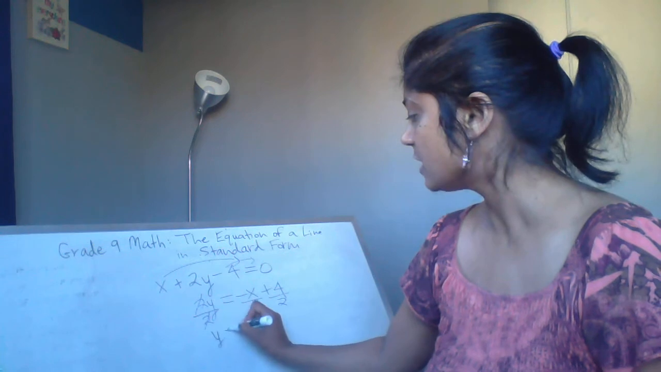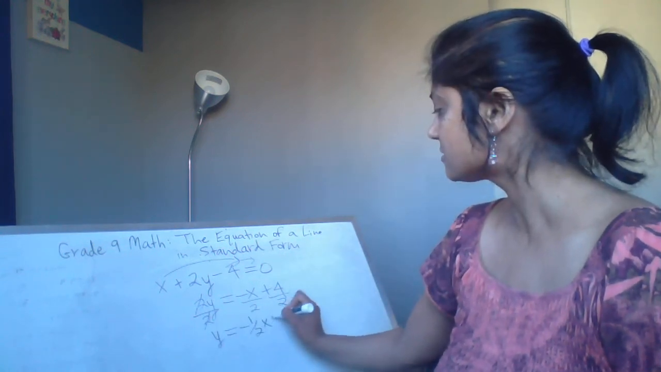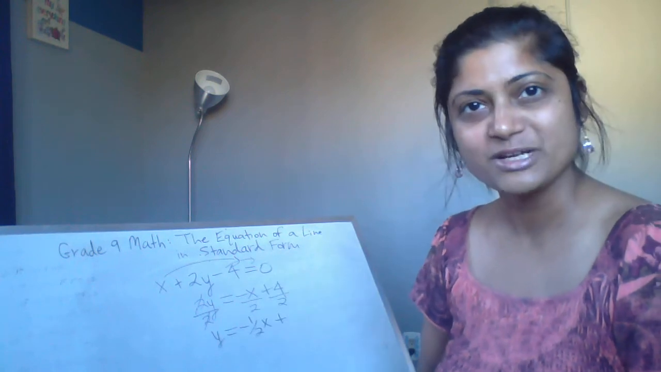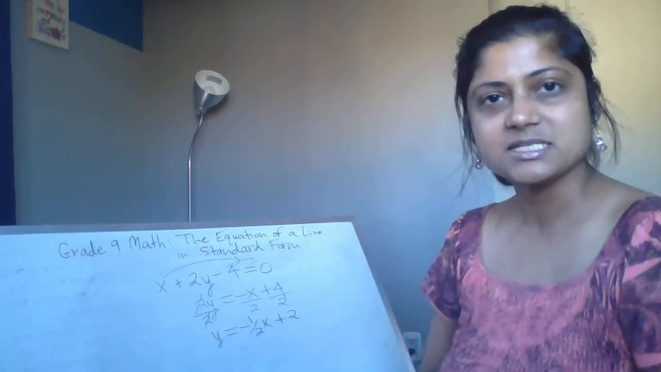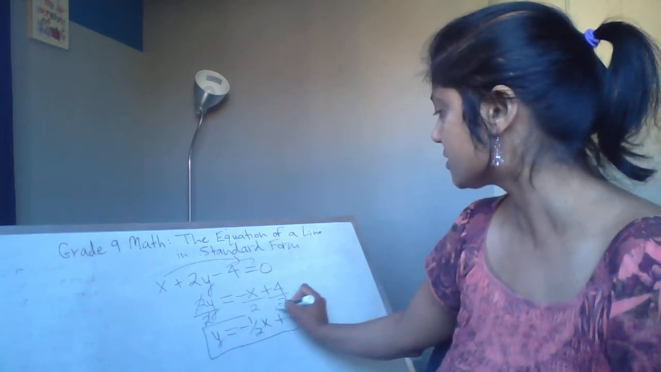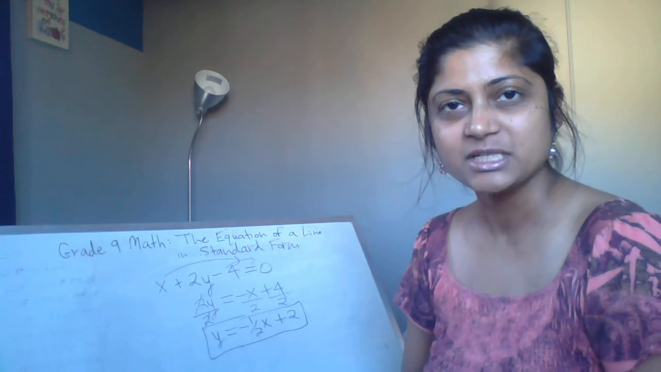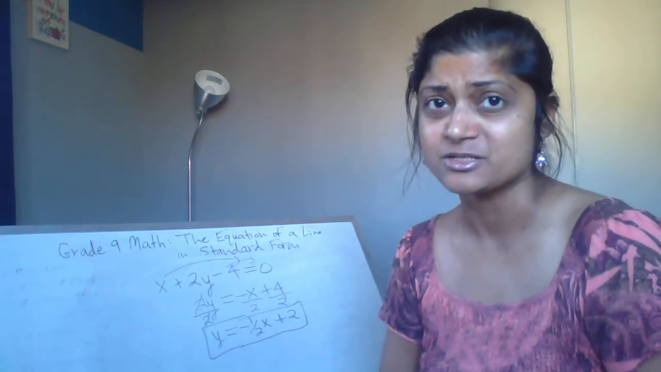So I'm left with y equals negative 1/2 x. And then I'm going to do 4 divided by 2, which is 2. And this is my final answer for the slope-intercept form. I always like to make sure I'm boxing my final answer. And it's not just for myself, it's also so the teacher can see what your final answer is.